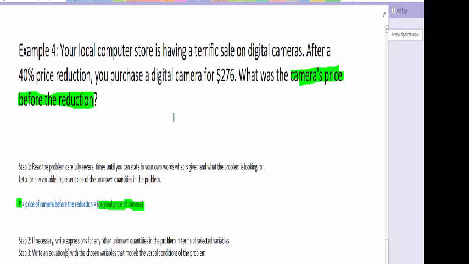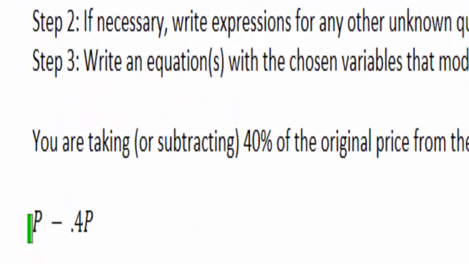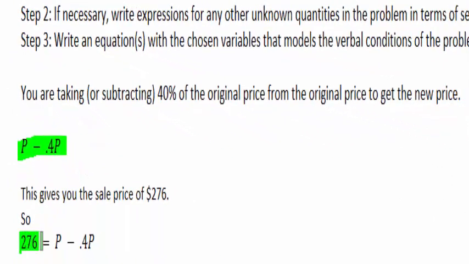So remember, really you just have to realize if you were going into a store and you were getting 40% reduction, you would take the original price and subtract 40% of the original price. And that should get you $276 in this case. So we have assigned the variable P for the original price. So we're going to take P and subtract 40% of P. And that should give us the sale price, which is $276.